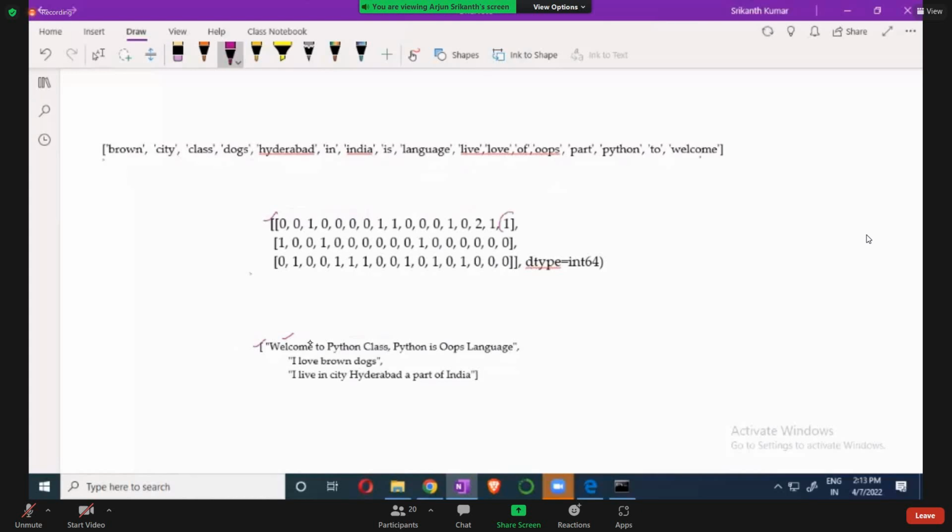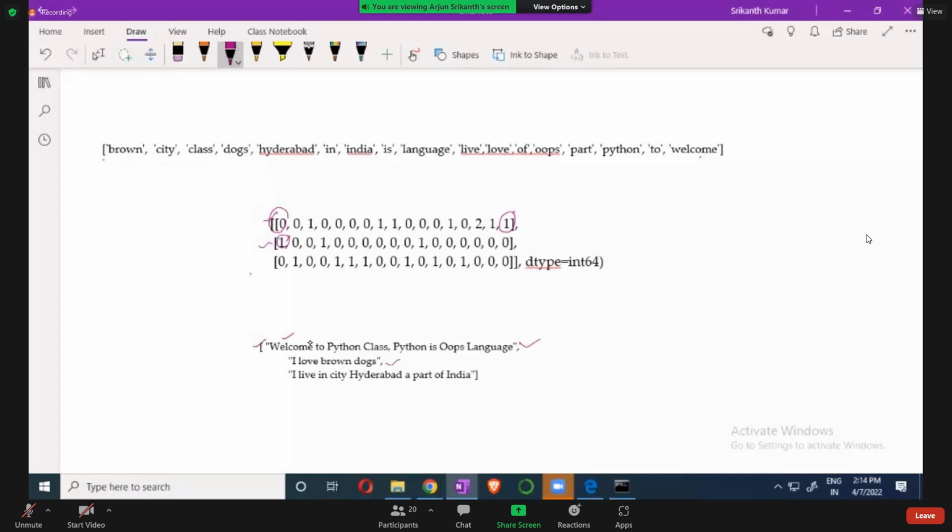Can you see it? One. Now, the first one belongs to what? Brown. Is there any brown inside this? No brown is there over here. Where is the brown? Brown is there in the second sentence. See, in the second one, you got a one over here. It is the same way you did one hot encoding. Wherever the value is there, you will get 1. Wherever the value is not there, they will get 0.